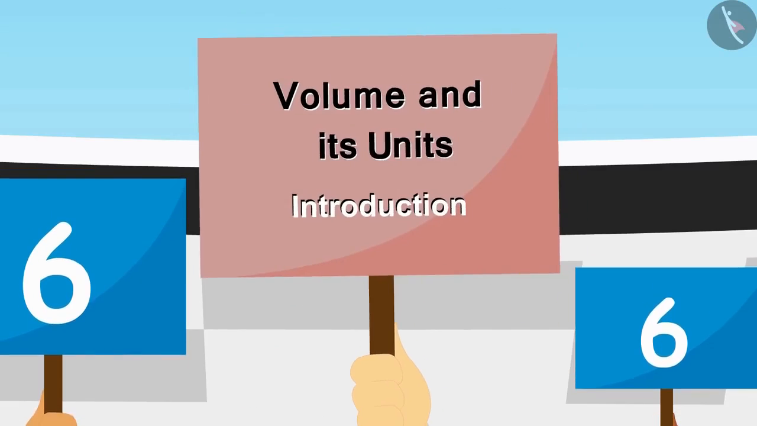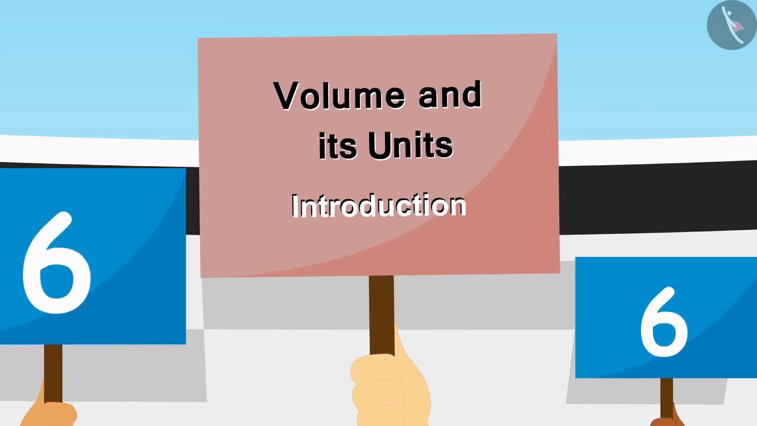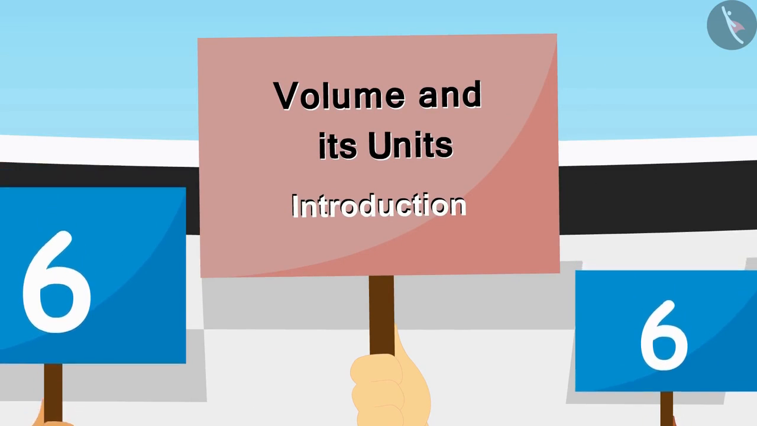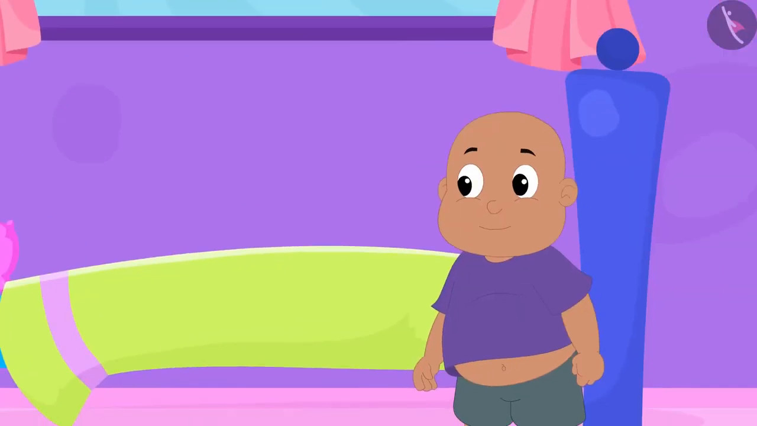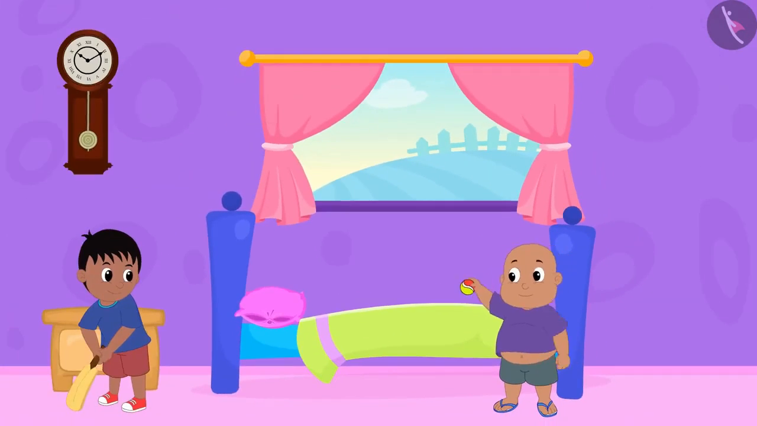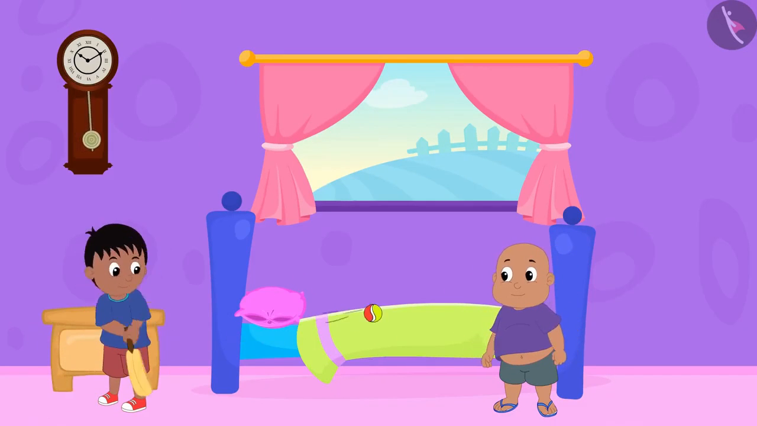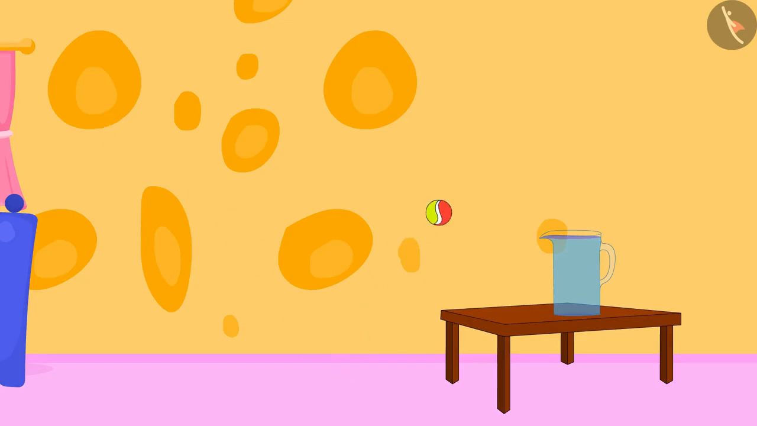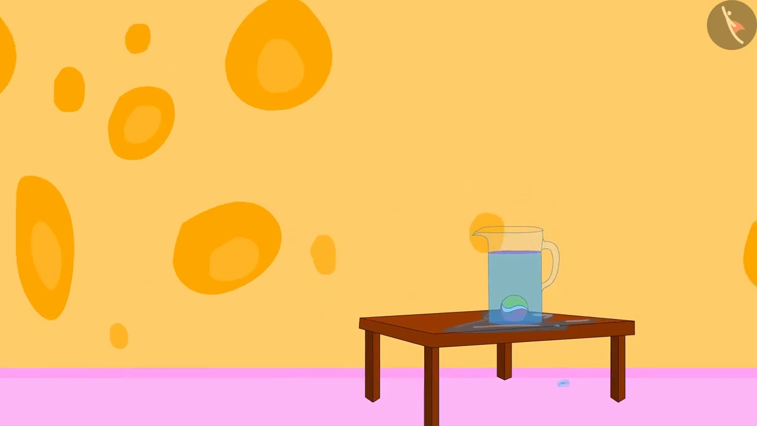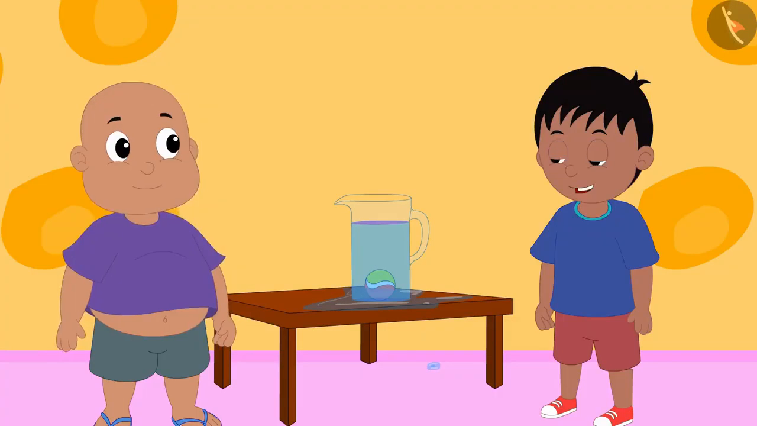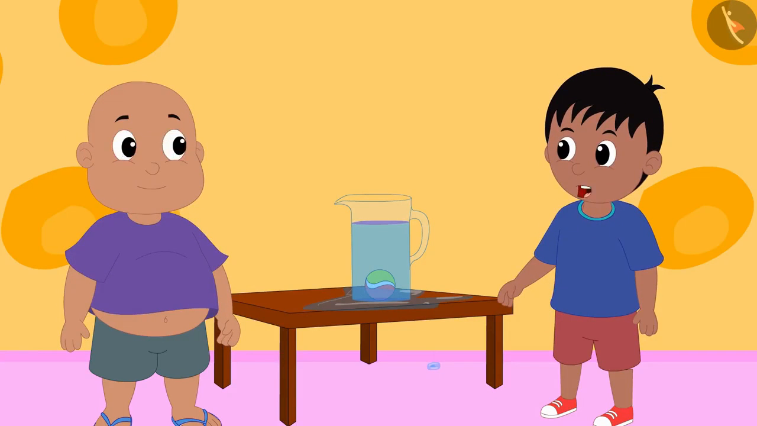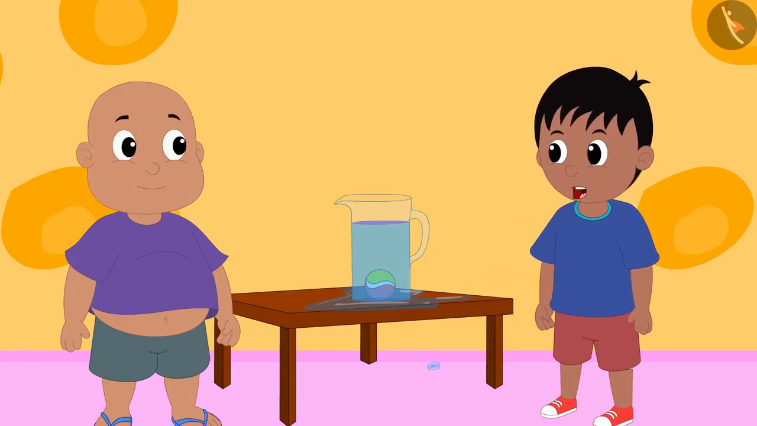Hello kids, in this video we will learn about volume and its units. Raju and Bablu are playing cricket at Raju's house. Raju swung his bat and the ball went straight and fell into a jug which was completely filled. Bablu, let us take the ball out of this jug or else mother will scold me a lot.